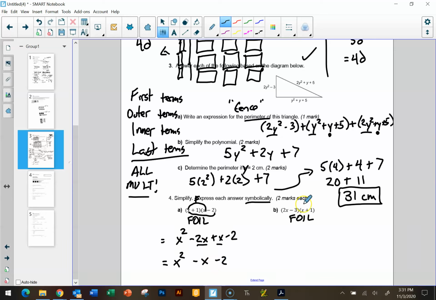So we'll FOIL these ones too. We've got the first term is 2x times x, so that's 2x squared. Then the outer terms are 2x and 1, so that's 2x times 1 is just 2x. Then we've got the inner terms, which are negative 3 and an x, so it's negative 3 times x, negative 3x. And then the last term is negative 3 times a positive 1 is negative 3. Then we just got to simplify those ones, right? 2x squared, 2x minus 3x is a negative x, and then we're just left with minus 3.